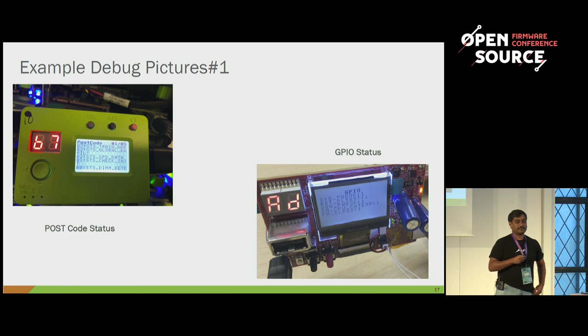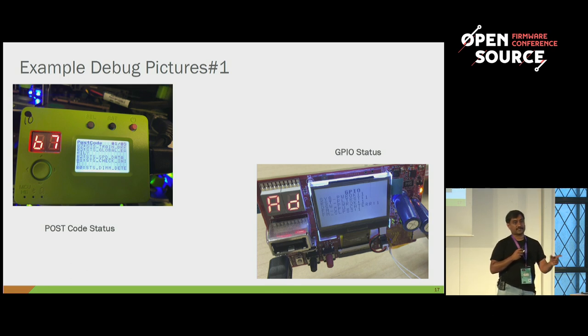Some example debug pictures. On the left side, you can see the postcode. Previously we used to have just the postcode, like 67. But on the right side, you can see the LCD card printing what the actual code means in a user readable format, as well as what happened before. You might miss the previous postcode, so now we have a chance to look at what happened in the previous 4 or 5 postcodes, or more than that.